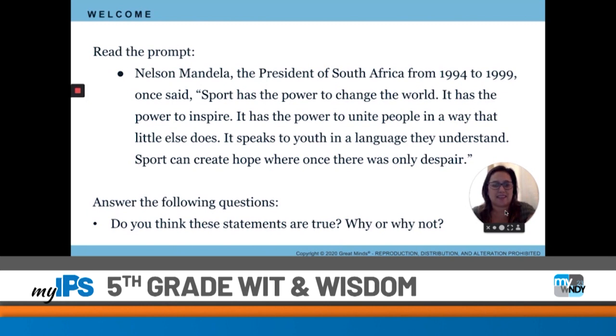Nelson Mandela, the president of South Africa from 1994 to 1999, once said, "Sport has the power to change the world. It has the power to inspire. It has the power to unite people in a way that little else does. It speaks to youth in a language they understand. Sport can create hope where once there was only despair."